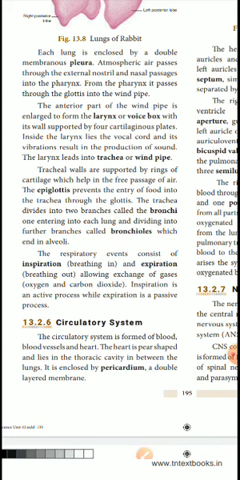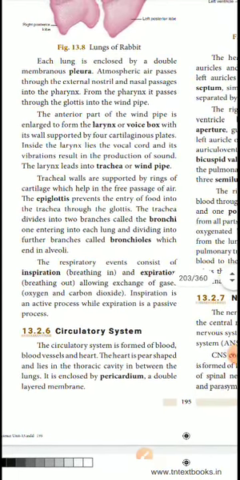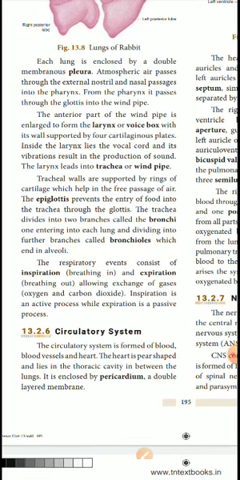The trachea is supported by rings of cartilage, which help in the free passage of air. The epiglottis prevents the entry of food into the trachea through the glottis. The trachea divides into two branches called bronchi, one entering each lung and dividing into further branches called bronchioles. The respiratory process consists of inspiration and expiration, which we have studied in lower classes itself. So we inhale oxygen and exhale carbon dioxide.